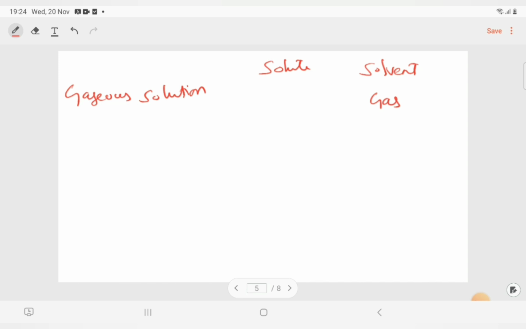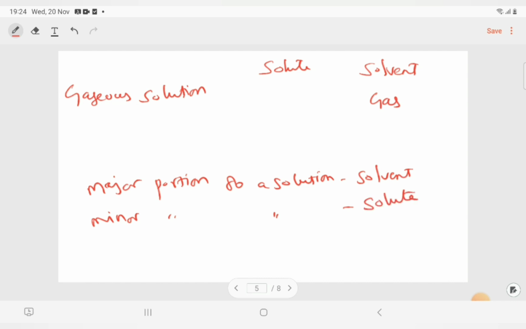There will be many occasions where you get confused about which is the solvent and which is the solute. The easy way to identify the solvent is that whatever solution you speak of, the major portion is called the solvent, and the minor portion of a solution is called the solute. Okay, again the same example.